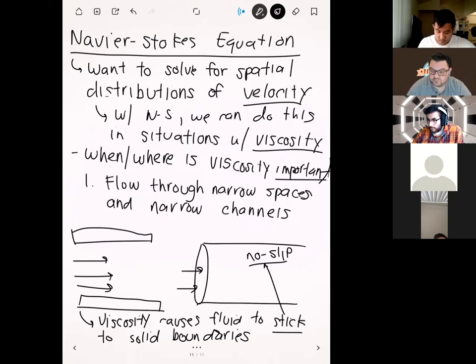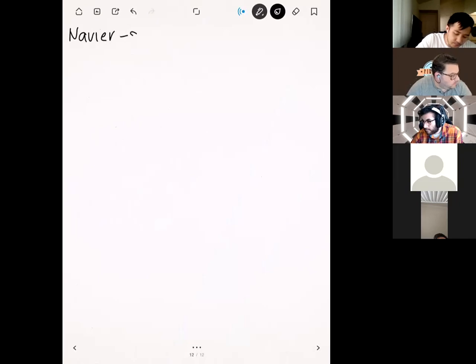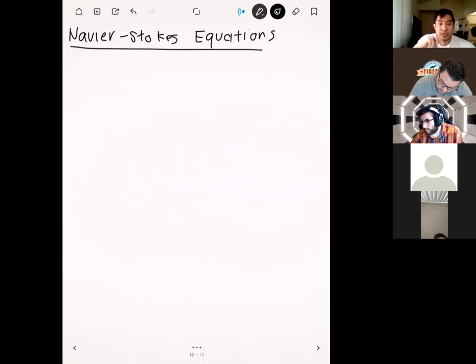Okay. And so now let's actually write out the Navier-Stokes equations. I'm not going to derive these equations, you'll see why. But I think what's more important is the applications of these equations, which is what we're going to be focusing on. The application and the interpretation.